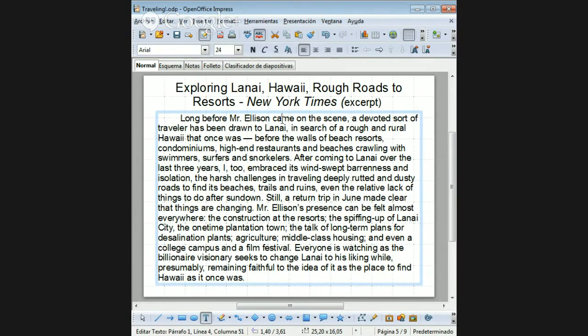I don't understand come on the scene. Ah, okay. Came on the scene. So does anybody know what came on the scene means? Can anybody explain came on the scene?